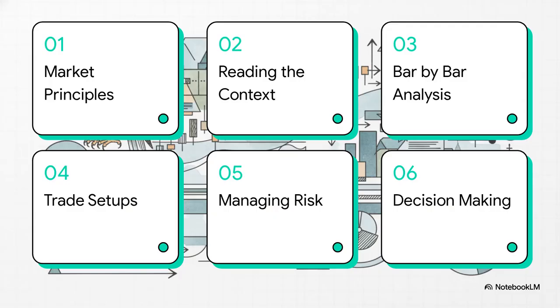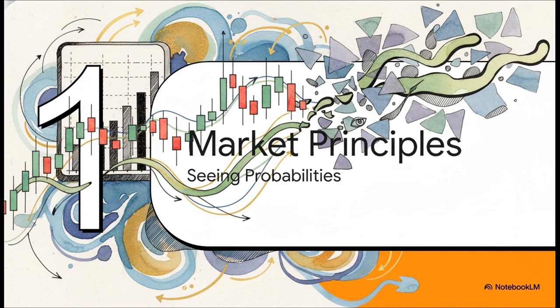First, we'll hit the foundational logic, the core philosophy. Then we'll talk about reading market context before you do anything else. After that, we'll dissect the anatomy of a single price bar. Then we'll get into the core trade setups, the logic behind risk and reward, and finally, we'll wrap it all up with a trader's decision tree. Okay, let's get right into it.